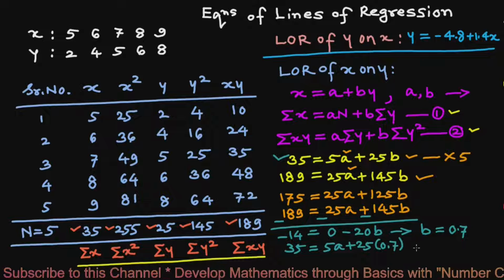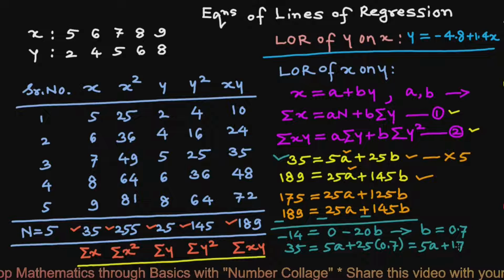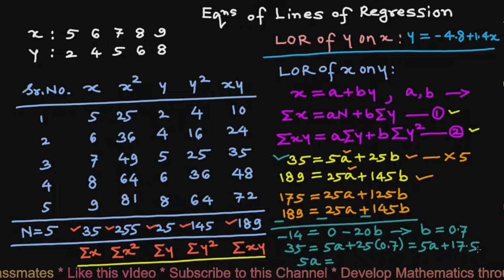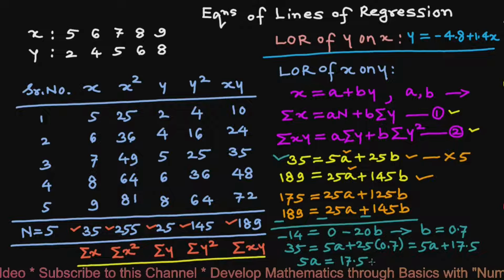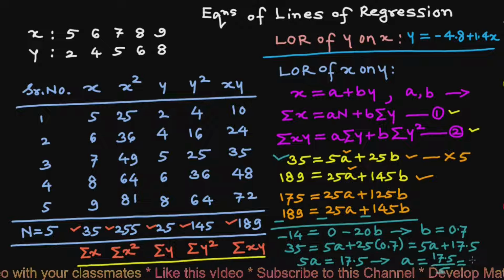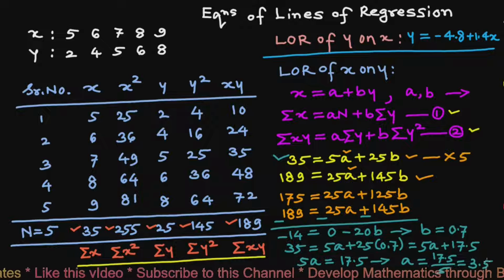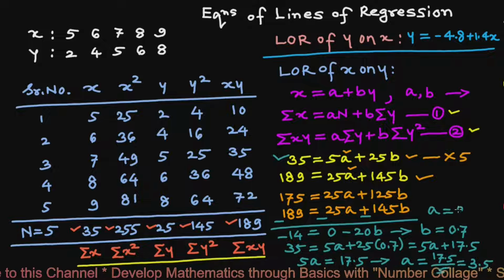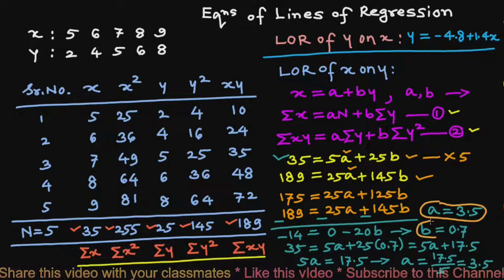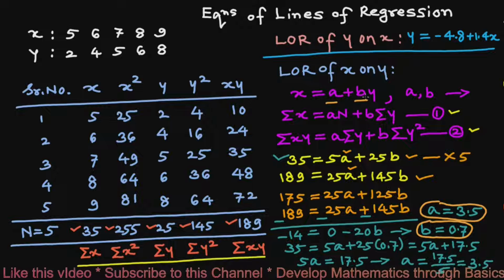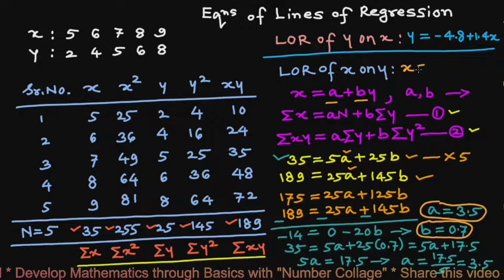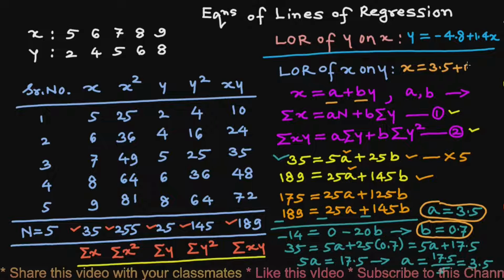into 0.7. That will be 5a plus 17.5. That will be 5a equals 35 minus 17.5. That gives a equals 17.5 upon 5. That is, 5 3s are 15, 5 5s are 25. That is a equals 3.5. Now we will substitute the values of a, 3.5, and b, 0.7, here and write equation of line of regression of x on y as x equals 3.5 plus 0.7y.